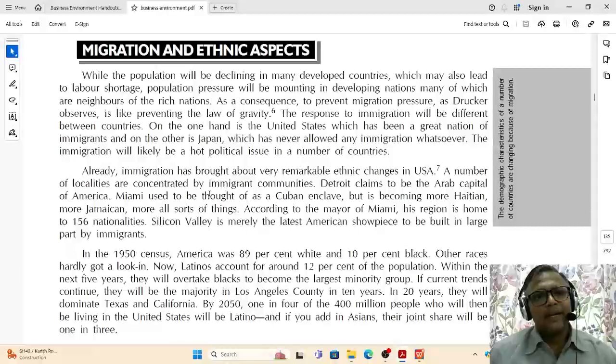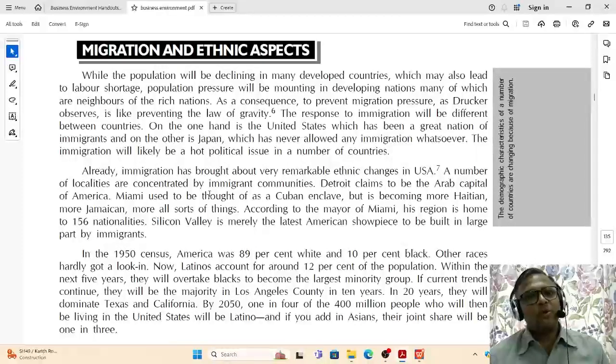Now, about the migration and the ethnic aspects: while the population will be declining in many developed countries, which will also lead to labor shortage, the population pressure will also be mounting in the developing nations, many of which are the neighbors of rich nations. As a consequence, to prevent the migration pressure, as Drucker observes, is like trying to prevent the law of gravity.